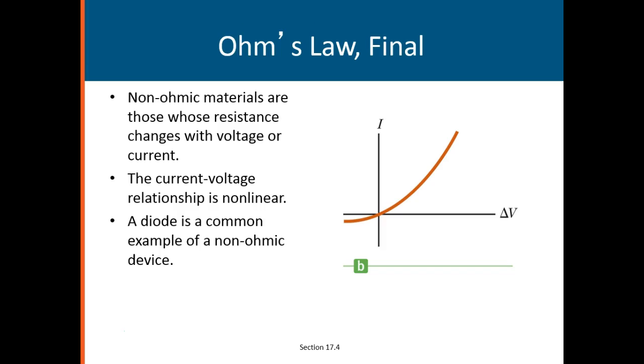Okay. A non-ohmic material would be one whose resistance changes with the voltage or current. The voltage-current relationship is not linear, but in this case looks to be curvilinear or something. A diode is a common example of a non-ohmic device. Now, its curve will not look just like this. It's usually more of a step function type thing, not nearly so smooth as this.